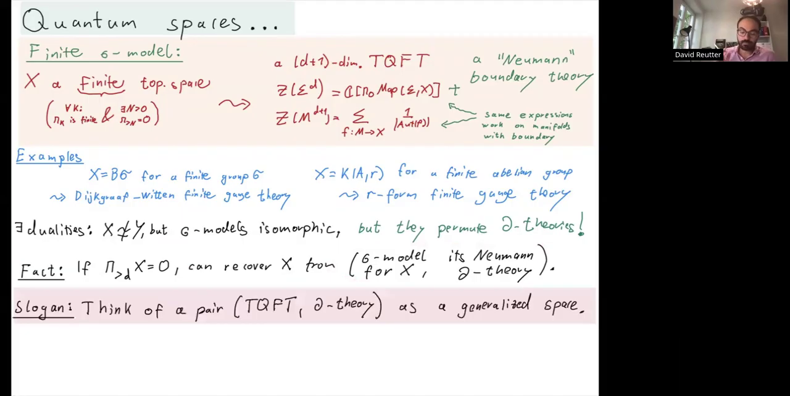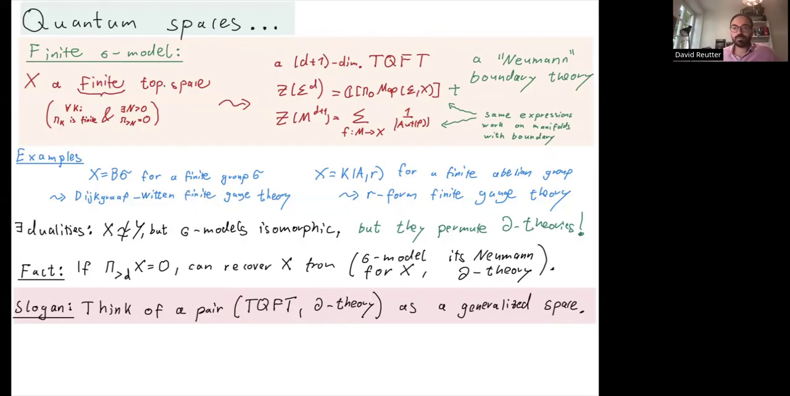And the slogan you should then develop, and the slogan that we follow in this talk, is that you can think or should think of a pair of an arbitrary TQFT, it doesn't need to be a sigma model, together with a boundary theory as some sort of generalized space. If I hand you a TQFT with a boundary theory, it's very useful to think of this as if it would come from a sigma model, even if it doesn't actually. You can pretend you come from a sigma model and then do the things you would usually do to spaces, and see where this is going.